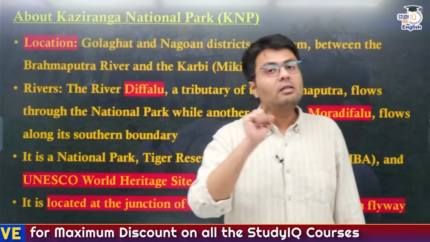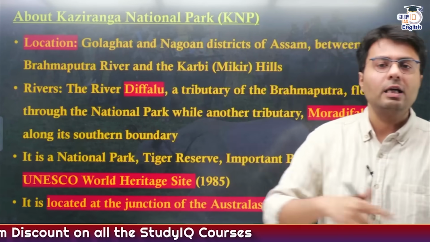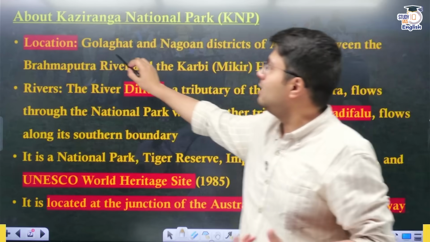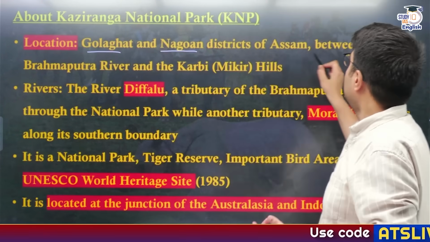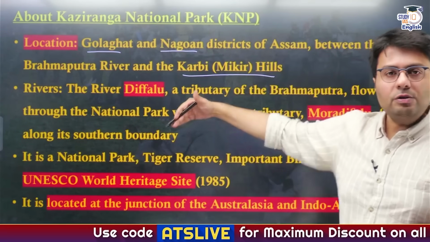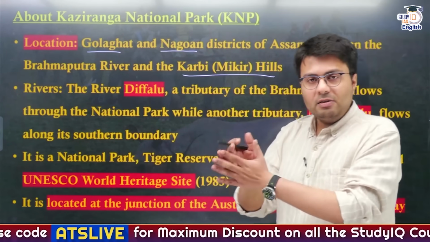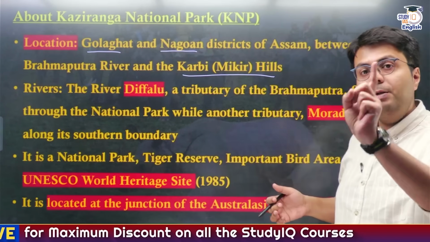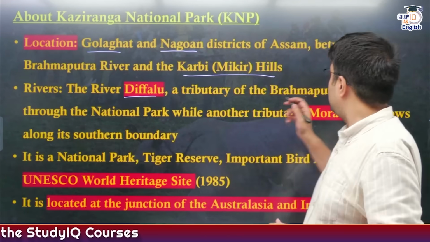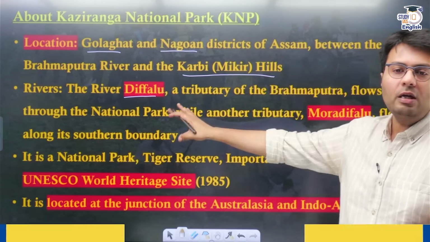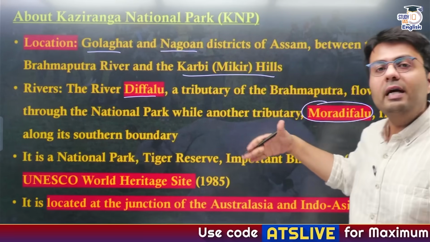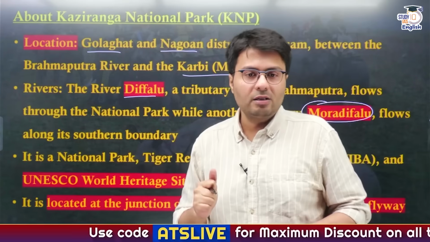Now, we were discussing Kaziranga National Park, so back to our discussion. The location of Kaziranga obviously is in Assam, in the districts of Golaghat and Nagaon, between the Brahmaputra River and Karbi Hills. Now, the rivers flowing through Kaziranga National Park are obviously the Brahmaputra, but more importantly, one of its tributaries, the Difalu. It is a tributary of Brahmaputra and flows through the national park, while another tributary, Mora Difalu, flows alongside the southern boundary of the national park.